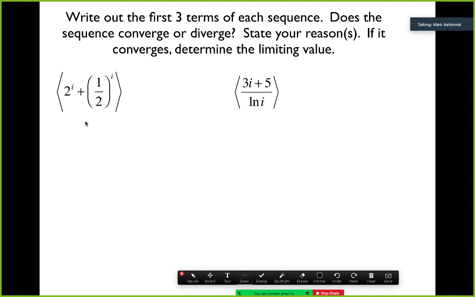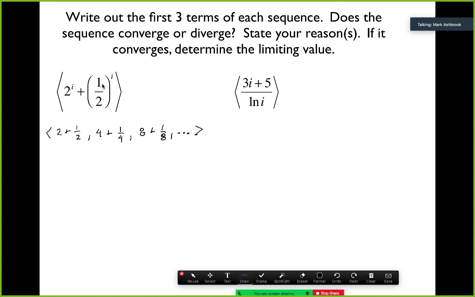So what about this one? So here we have what? 2 plus a half. Next term is 4 plus a fourth. Then 8 plus an eighth, etc. Diverge or converge? Diverge. People are saying it diverges.